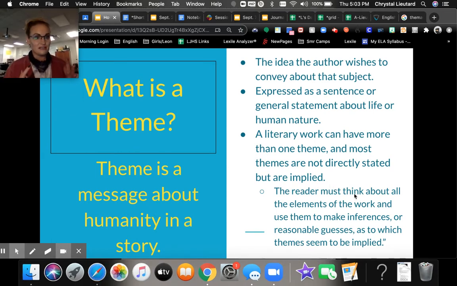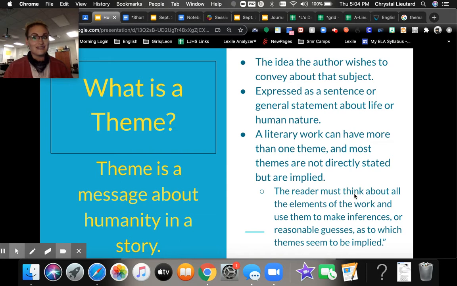A theme is a message, and there are two ways to think about theme. You can think about it as though it is a thematic idea or as though it is a thematic statement. A lot of people just use the word theme to mean both, so we're going to talk about both in this video. A theme is a message about humanity in a story. Sometimes you might hear people say it's the idea that the author wants you to get about whatever topic they're discussing.